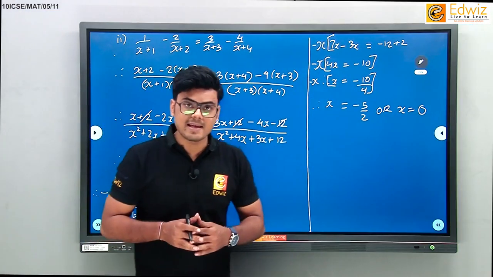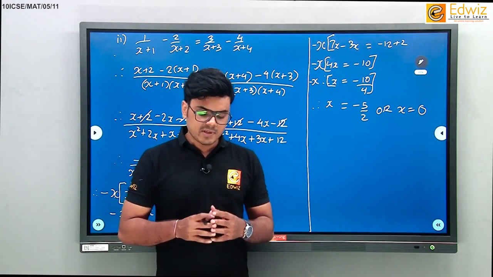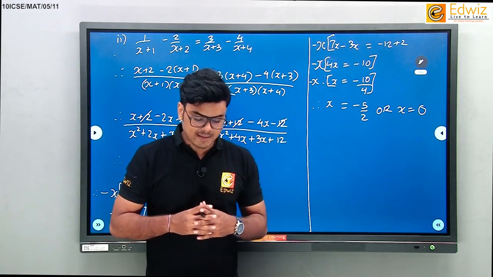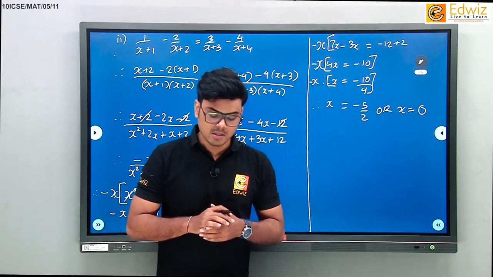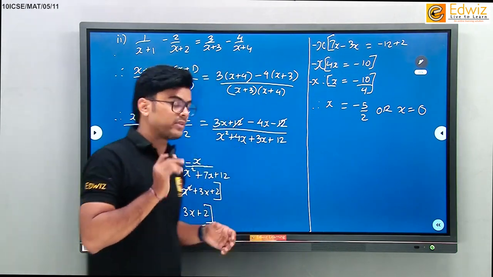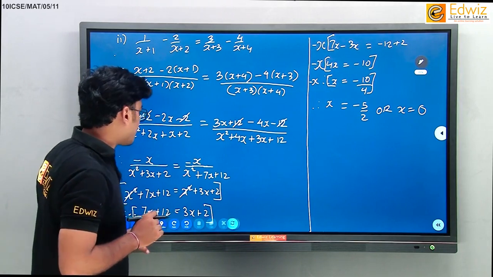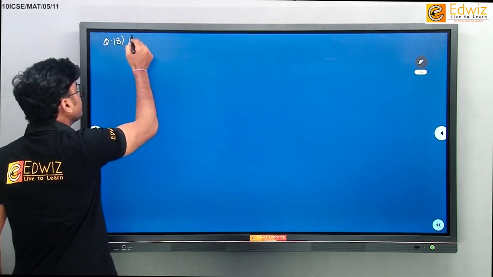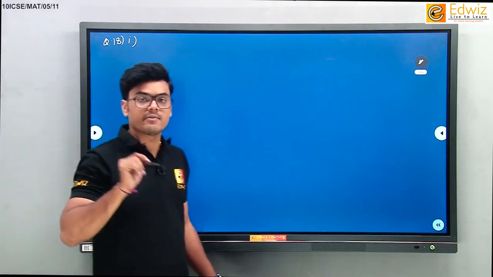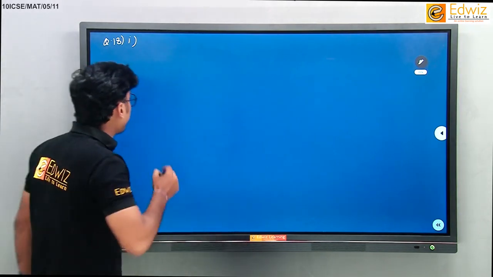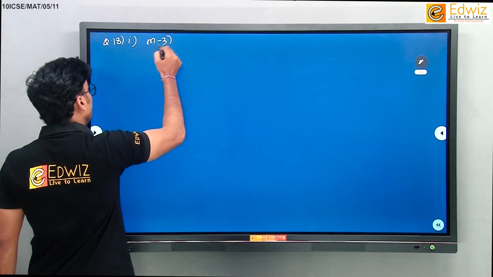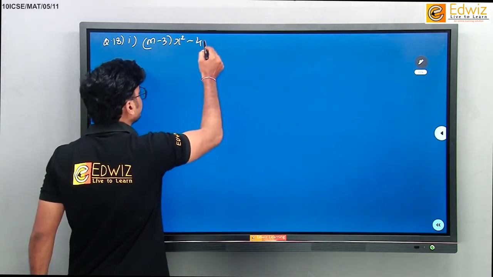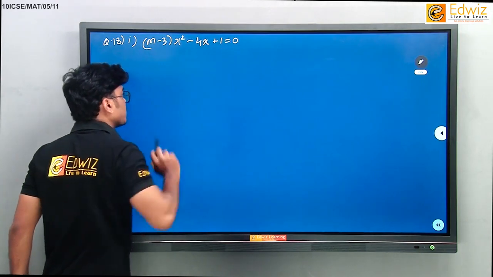Next is question number 18. For each given equation, find the value of m so that the equation has equal roots. Also find the solution of each equation. Okay, there are some equations given to you in question number 18. In all the equations there is a variable m. For example, (m - 3)x square, this is the first equation, -4x + 1 equal to 0.